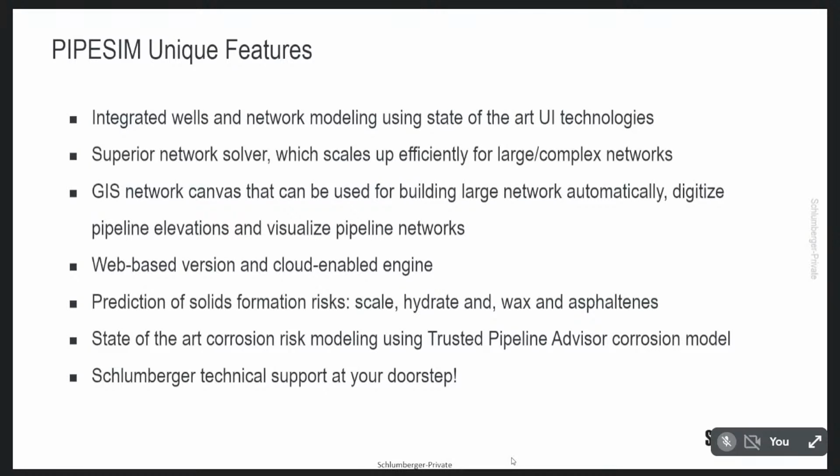We have a superior network solver, which scales up efficiently for large and complex networks. We have what we call the GIS, or Geographic Information Systems Network Canvas, that can be used for building large networks automatically, digitizing pipeline elevations, and visualizing pipeline networks. And this, we believe, is very, very useful, and it is only available in Pipesim today, in terms of steady-state flow simulation software. And I'm going to talk about this later.